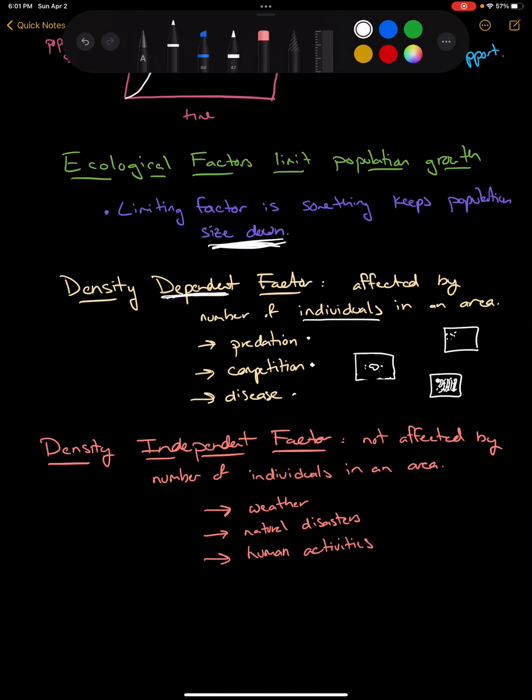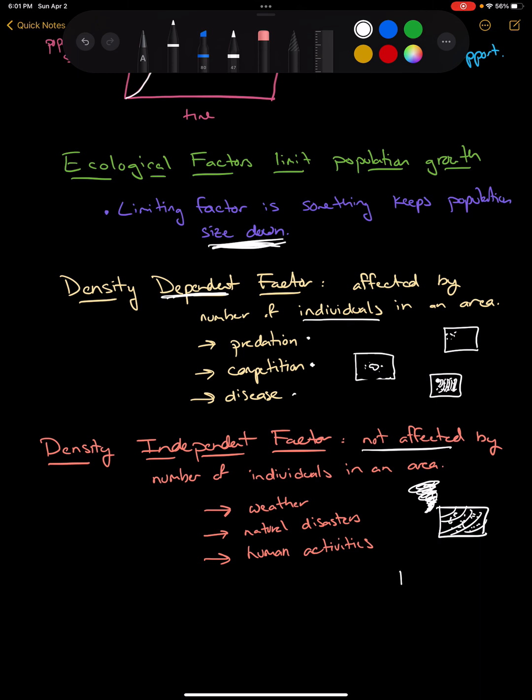Versus a density independent factor, which means it's not affected by the number of individuals in my population growth. And so weather or a natural disaster, right? If I have an area and a tornado goes through, it doesn't matter if I had 4 organisms. It doesn't matter if I had 20 organisms. That tornado is going to go through that path regardless of how many organisms there are. That's a natural disaster. It's a flood as well. Say a flood doesn't care if there's 2 bunnies or 100 bunnies in an area. It's going to affect that area regardless.